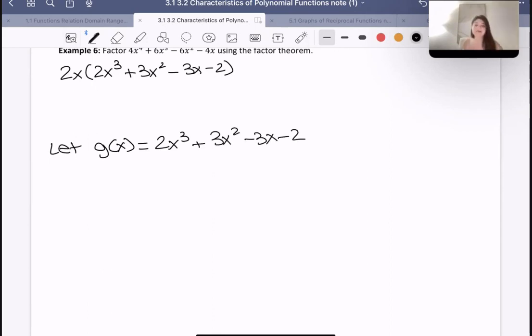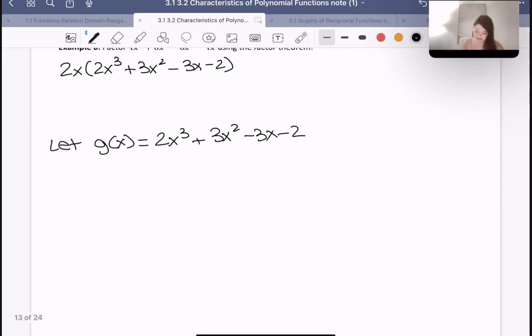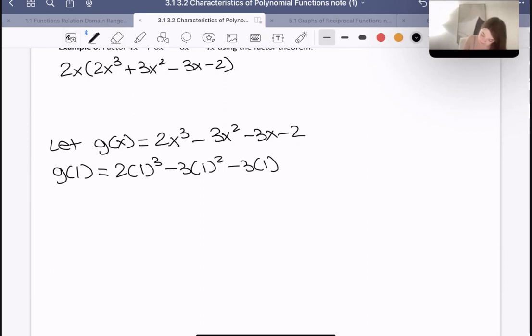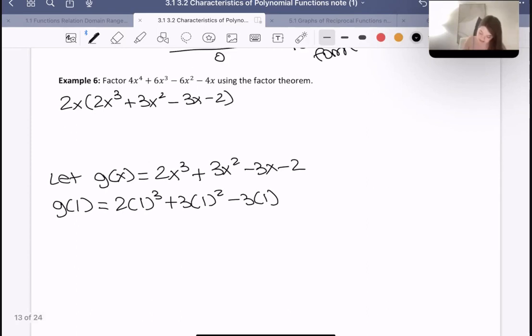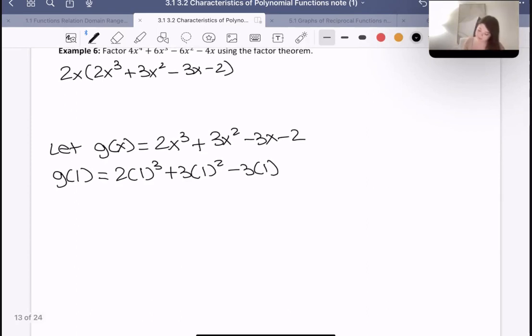Okay, now based on this, what do we think might give us remainder of 0? Well, I have a hunch that maybe 1 will, because I'm guessing we'll get 2 plus 3 minus 2, and that gets us 0, if we just plug in 1 for x. So let's just plug in 1 for x. So g of 1 is equal to 2 times 1 cubed minus 3 times 1 squared minus 3 times 1. Oh no, sorry, this is plus. I was going to say, wait, did I do that incorrectly? But no, it was supposed to be plus. So that's going to be 2 plus 3 minus 3 minus 2, which is 0. Awesome.